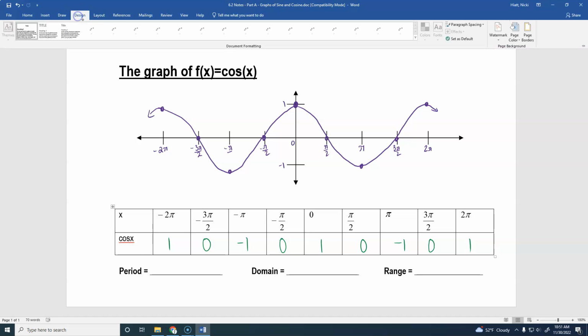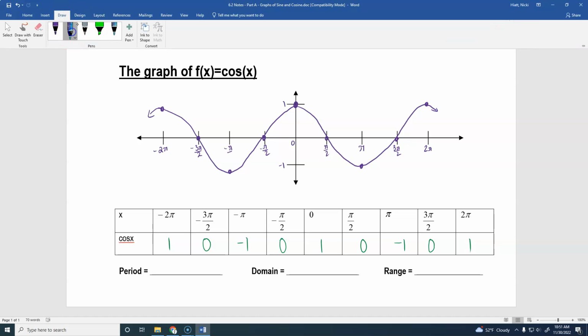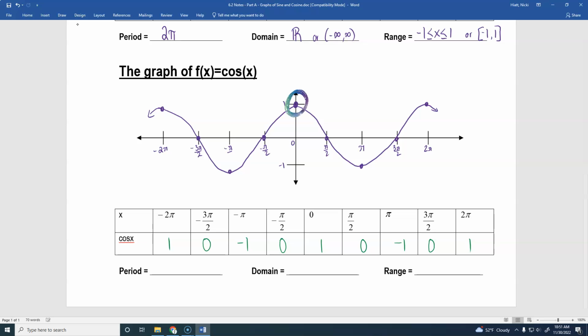Our main difference right here is that our y-intercept on this one is at that maximum point, right? It's at 1. A lot of times you'll hear me call it the starting point. That's really not the best mathematical language for me to use. I should call it the y-intercept, but on this graph, that y-intercept is at a maximum point. It's at that 1, and then it goes down from there. Whereas sine, your starting point or your y-intercept is at 0. But the pattern is going to continue the same.